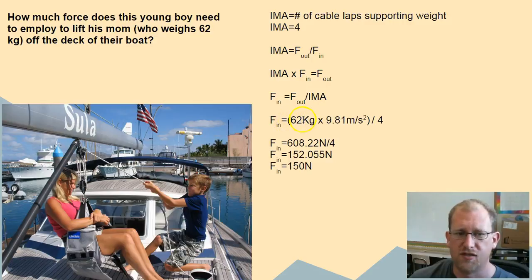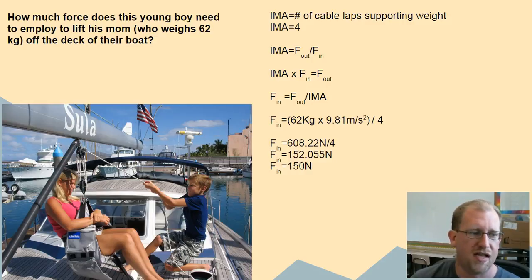His mom weighs 62 kilograms. That's multiplied by the acceleration of the force of gravity, so the force with which she's being pulled to the earth is 608.22 newtons. Divide that by my mechanical advantage, and I have 152.055 newtons. I've only got 2 significant digits, so 150 newtons. This boy's got to pull with 150 newtons to get his mom off the deck of the boat.